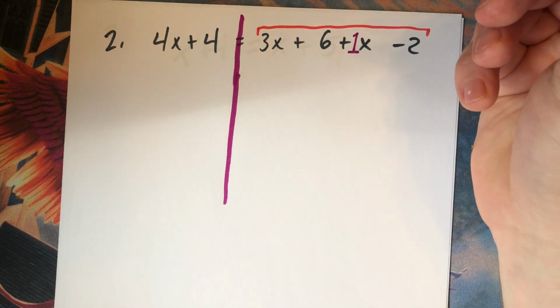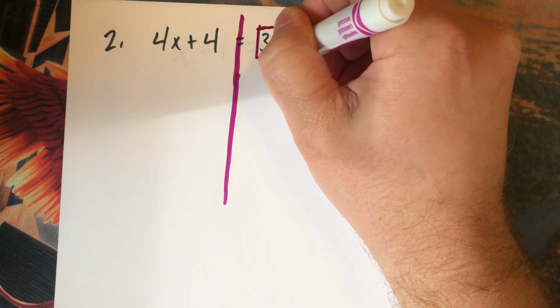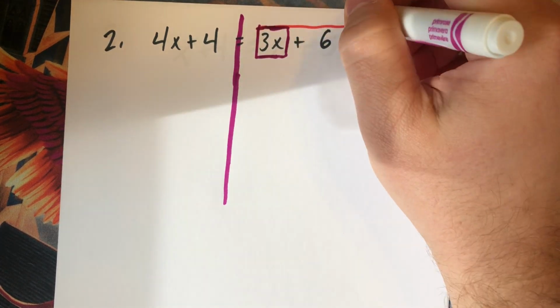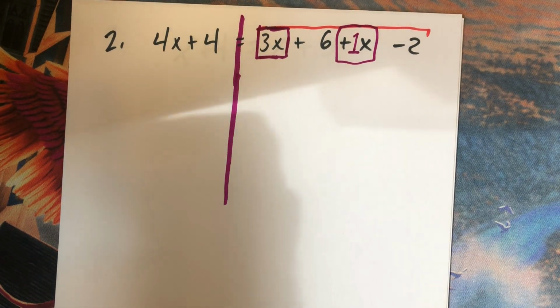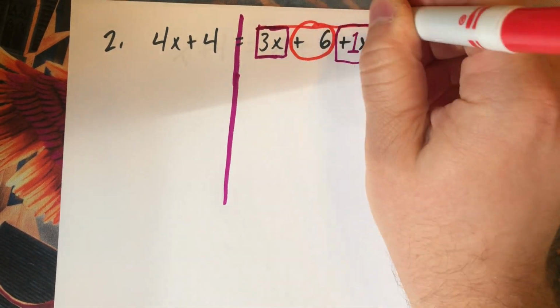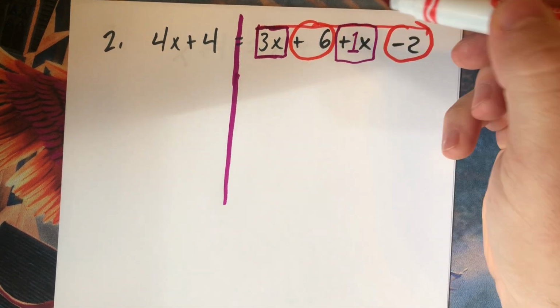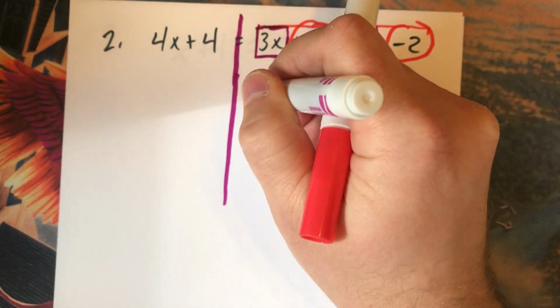Some people call this box and buttons because you can put a box. Anywhere I see an x, I can put a box around it. Here's another x, I can put a box around it. And then I can put a different shape, which we can call a button. There's my box, there's my button. So like plain numbers get a button. So how many boxes? Well, I got 3 x's, I got 1 x, that's 4 x's.